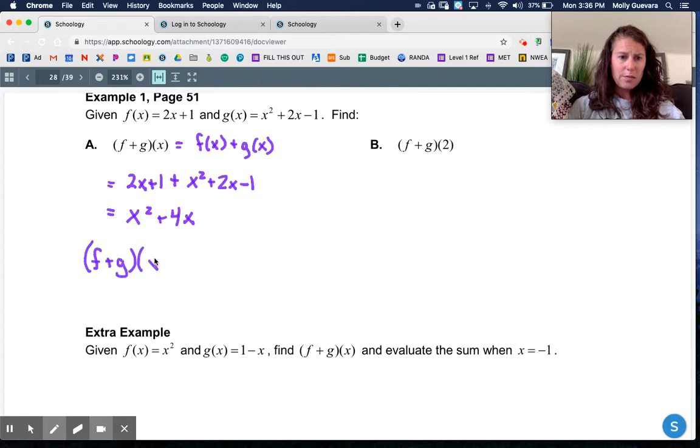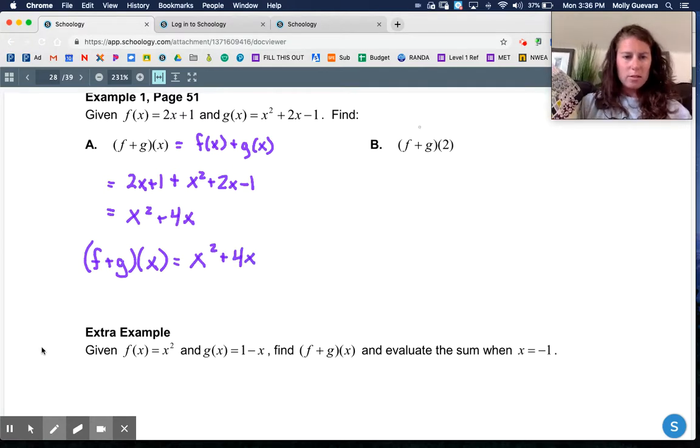So f plus g of x is equal to x squared plus 4x. And that's it. So there's my answer there.